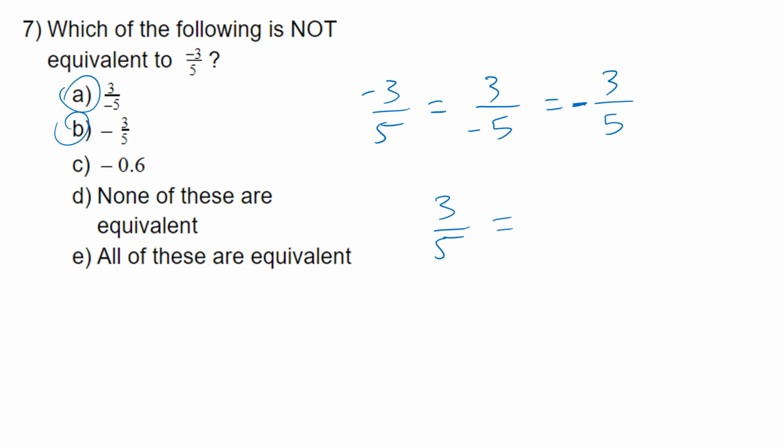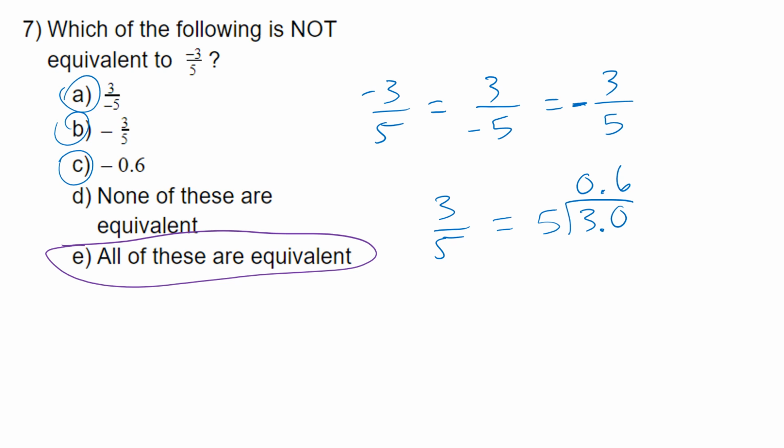3/5, if you do cowboys and horses, that's 5 into 3, but 5 doesn't go into 3. Put a decimal in there, 5 goes into 30 6 times, and there's your negative 0.6. So actually, your answer is going to be not none, all of them are equivalent. This is the answer, not the others.